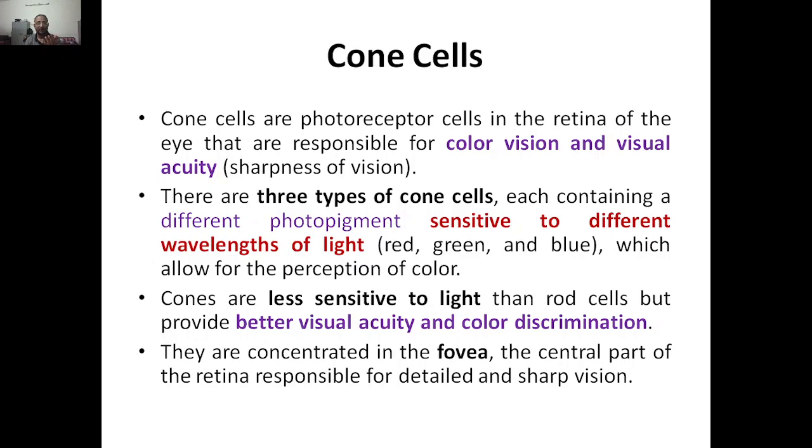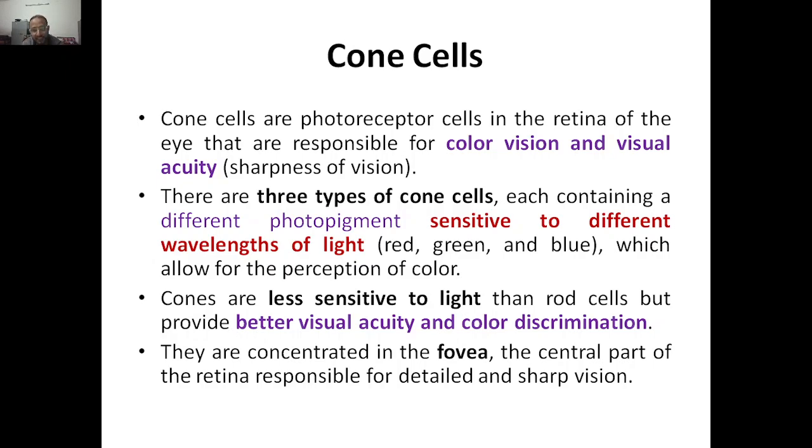So here you can say, if you want sharpness of vision, then you need more light. That's why the cone cells work under more light. For lower light they don't work properly. To differentiate color, more sharpness of vision should be there. So that's what the cone cell has got.